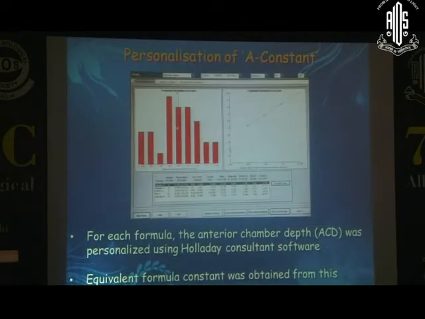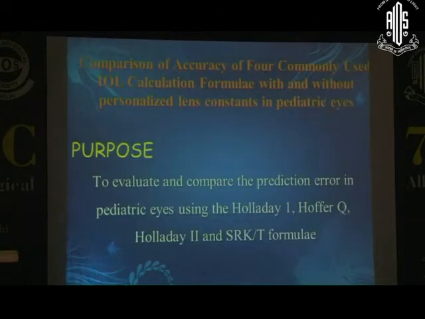Personalization of A constant, of course, you all are favoring in adults, but in pediatrics it is not possible because of unreliable measurements, and you need to have a sufficient number to derive this A constant. You need to have at least 30. Now when you finish with 30, other IOLs will come in the market. Sorry, all your help and work will go waste.